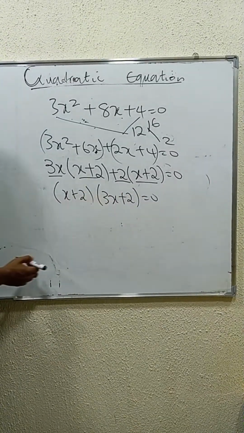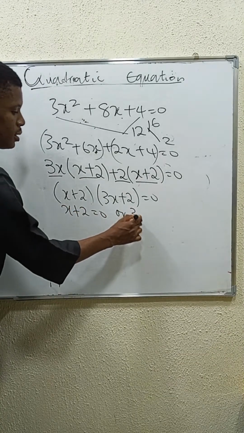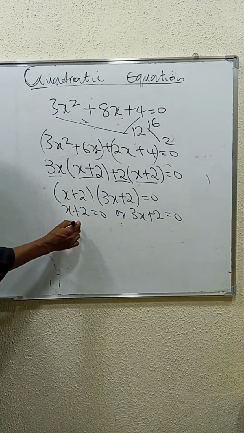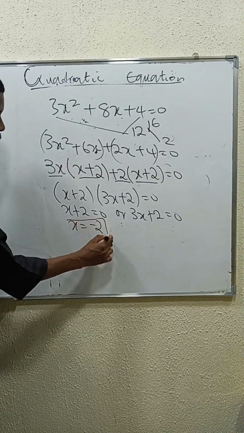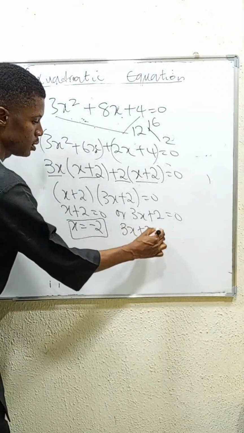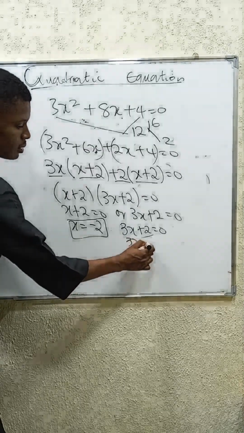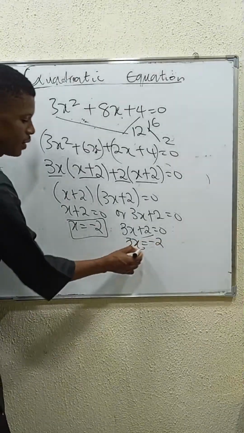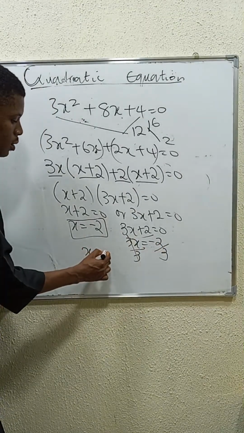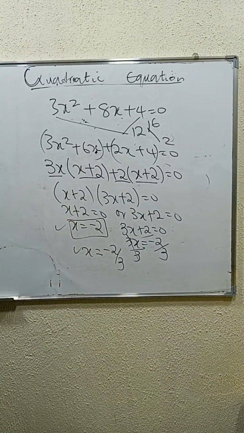Then you equate each factor to 0. x plus 2 is 0, or 3x plus 2 is 0. If x plus 2 is 0, then x is equal to minus 2. That's the value for x. Then for the second one, 3x plus 2 is equal to 0. Subtract 2 from both sides: 3x is equal to minus 2. Then divide by 3. If you divide by 3, x is equal to minus 2 over 3. So these are the two possible solutions for x.